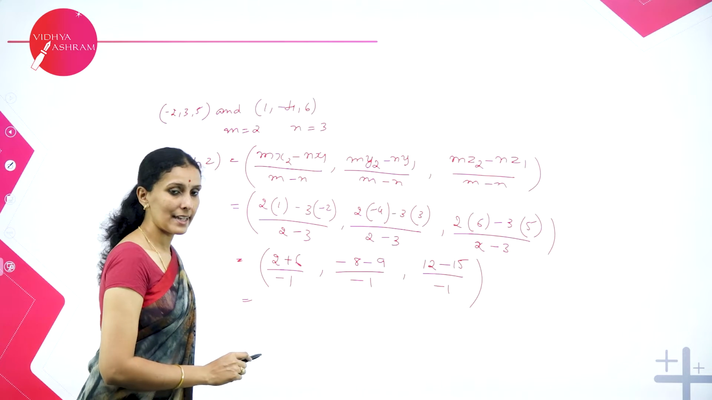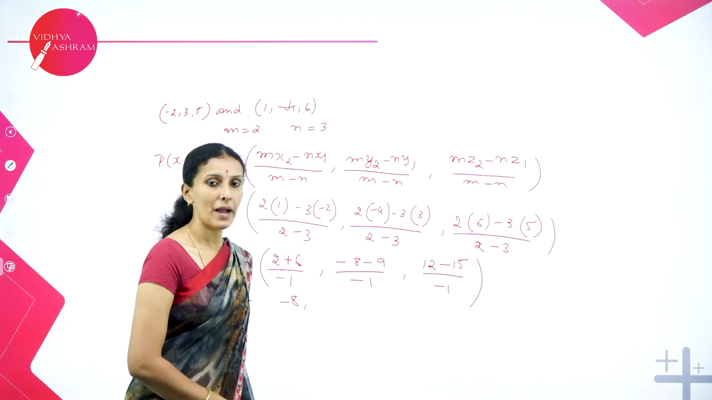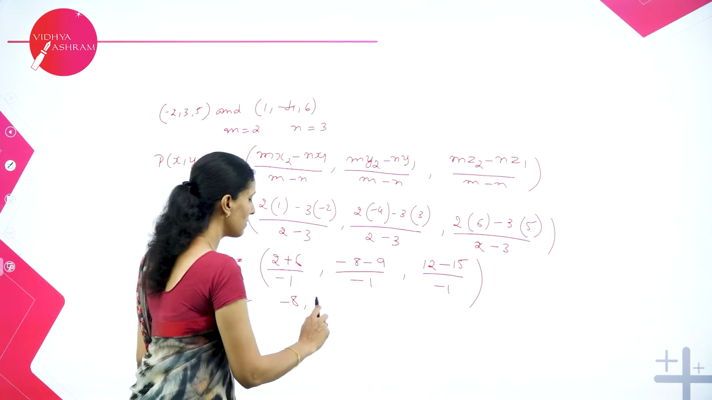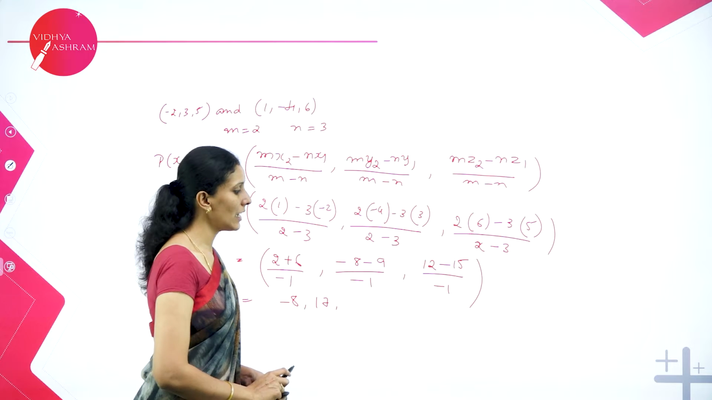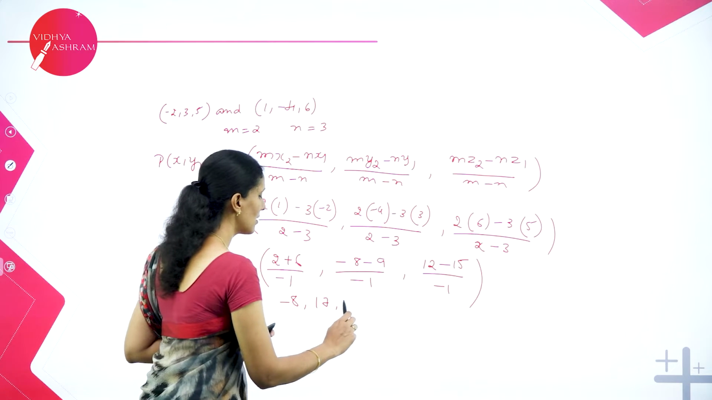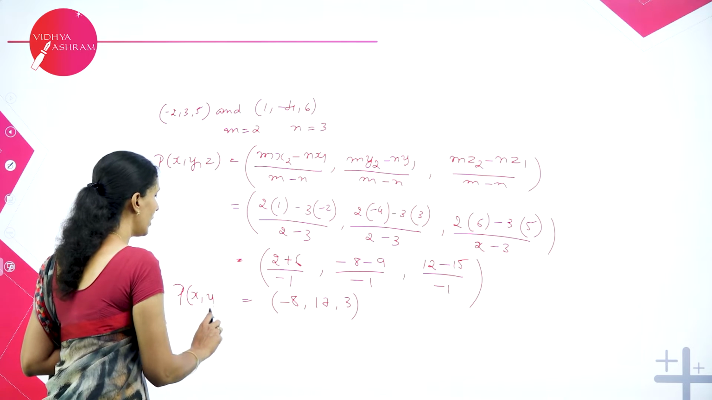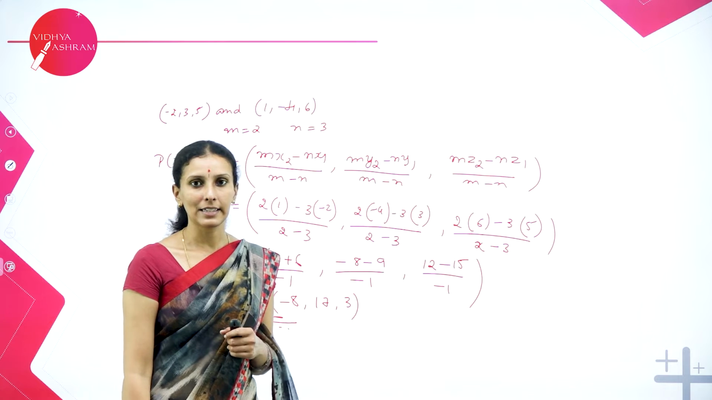So 2 plus 6 is 8, and it becomes minus 8. Here minus 8 minus 9 is minus 17. So minus 17 by minus 1 becomes 17. Next we have 12 minus 15, which is minus 3. Minus 3 by minus 1 is 3. So this is the point if it divides the line in the external form.